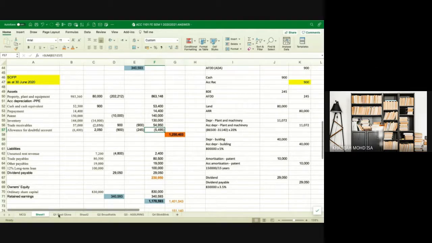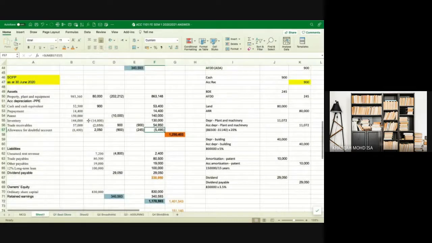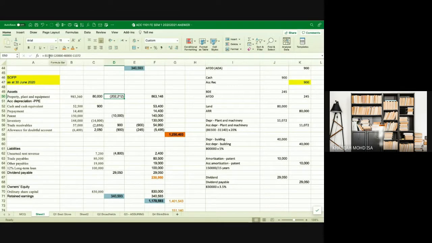PPE. PPE, it should be 1,014,288. 985 plus 80,000. What is that? Okay, this is the revaluation and then this is the depreciation. Why did I get it wrong? You don't need to include your opening, because you don't have to include your opening balance of your accumulated depreciation, because it's already there. 98.5 is already the net book value of your PPE. So you don't have to include your opening balance for your accumulated depreciation.